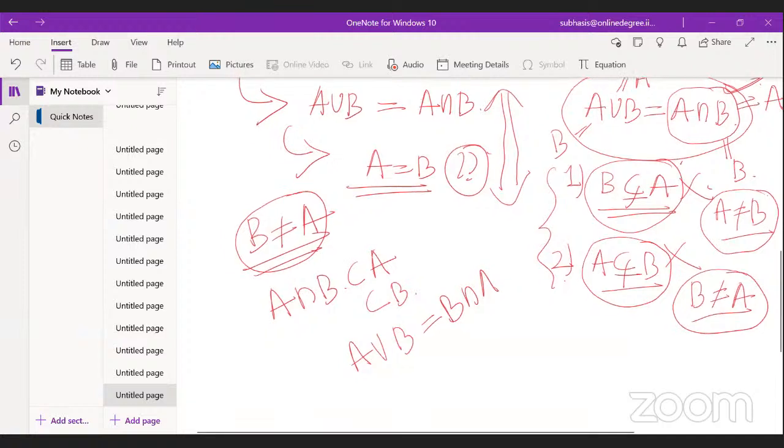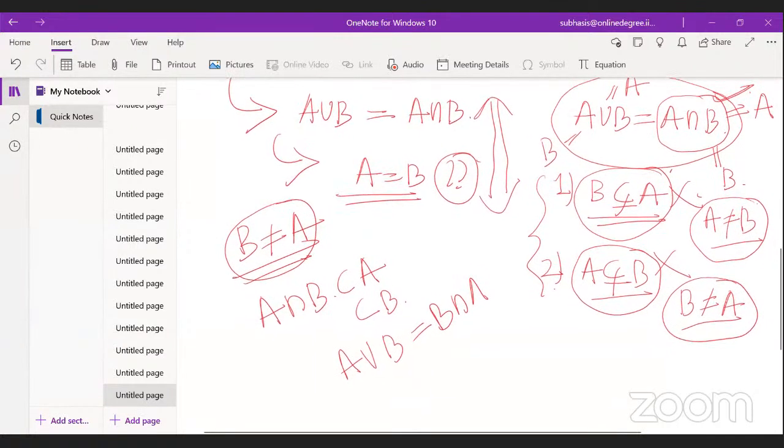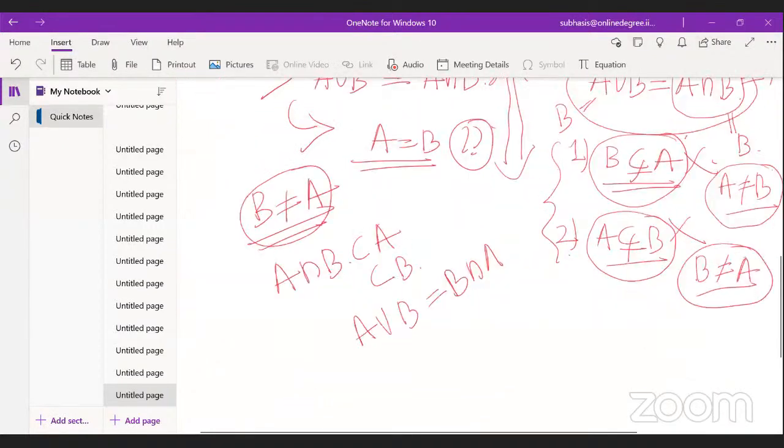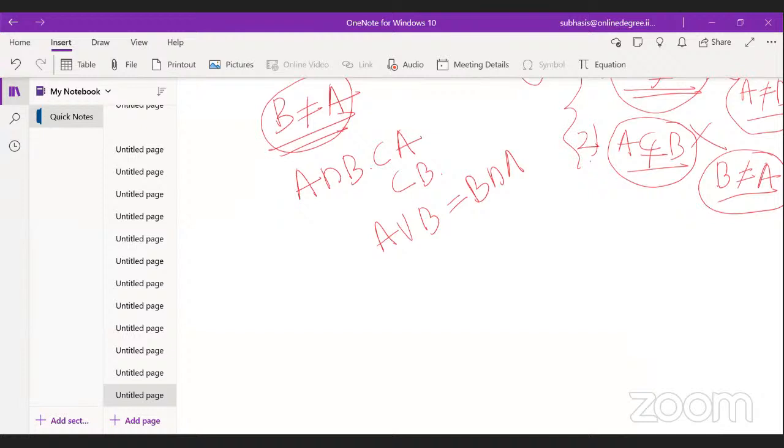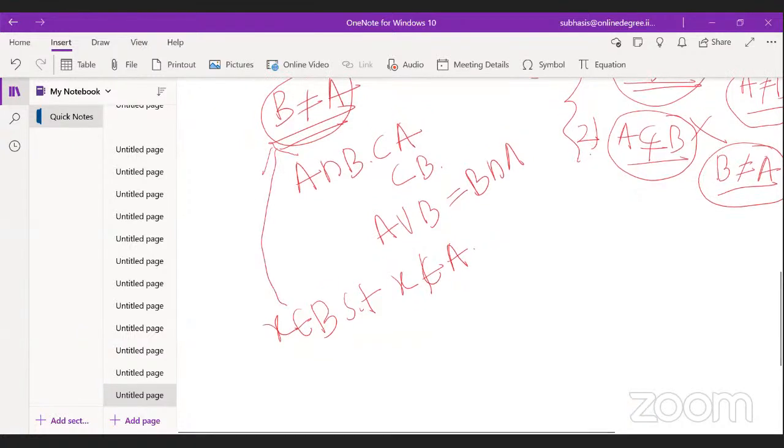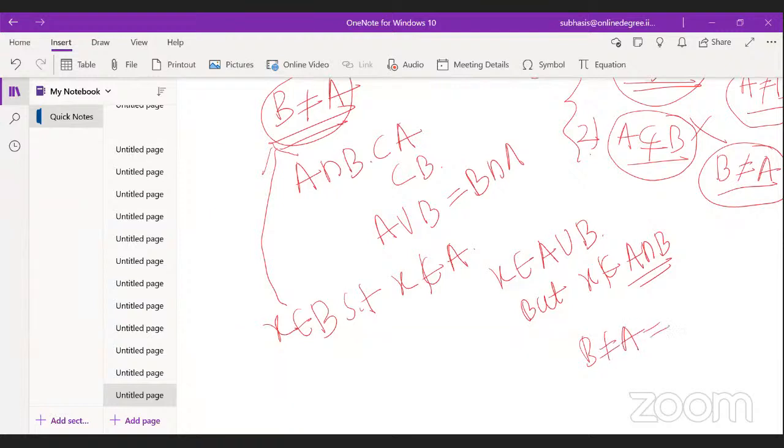Yeah, because this is a subset of A and this is also a subset of B, and you have B is not equal to A. That means there exists an element X in B such that X is not in A, right? This is what you mean by B is not equal to A. So then X is in A union B, but X is not in A intersection B. So if B is not equal to A, then this is not possible.